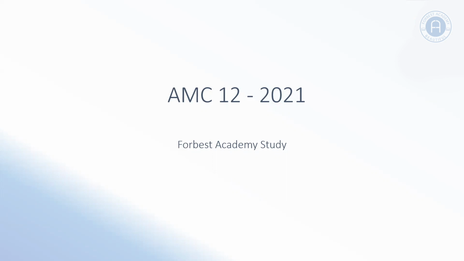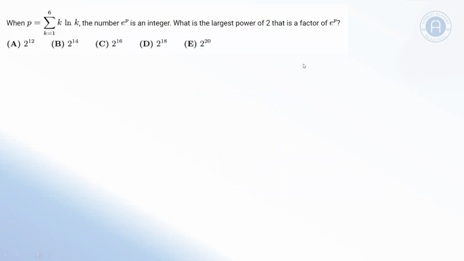This week we've been looking at 5 AMC 12 past paper questions and breaking down the concepts needed to answer those questions. And our final question of the week today involves the summation of a series and also looking at our natural logarithms. So the question is, when P is defined as the summation from 1 to 6 of k ln k, the number e to the power of p is an integer, what is the largest power of 2 that is a factor of e to the power of p?